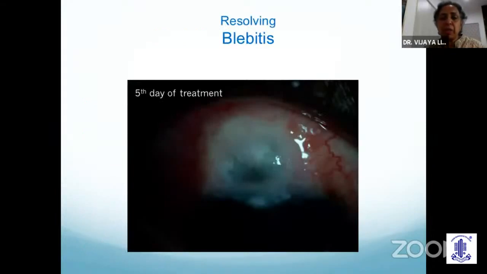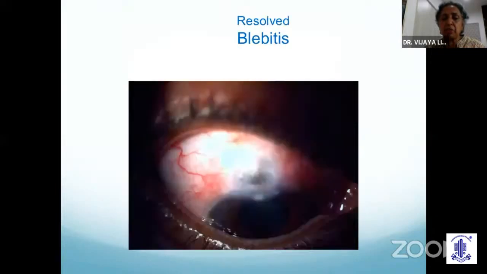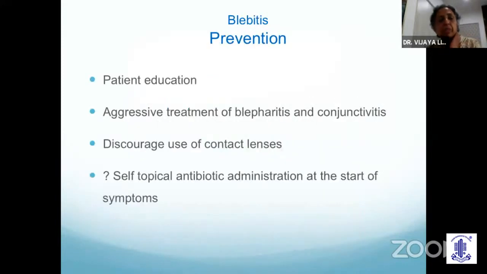And this is a blebitis resolving with the topical medication on the 5th day of the treatment, and it has cleared totally with time. The only problem is whenever the blebitis resolves, there is a possibility the bleb can fail. So you have to keep a close watch on the intraocular pressure.